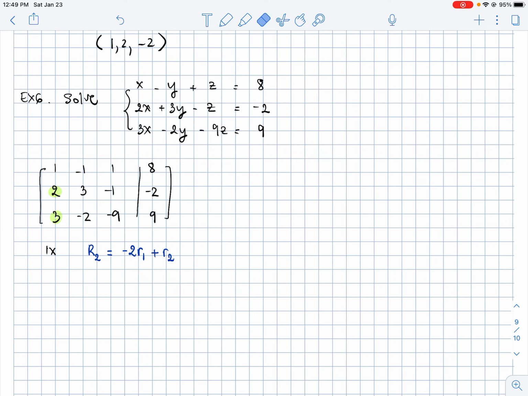So row 2 equals -2 times row 1 plus row 2. And we look at row 3, which is 3x. So we make x go away. We will multiply the first one by -3 and add them up. So -3 times row 1 plus row 3, and we will put the result in row 3.